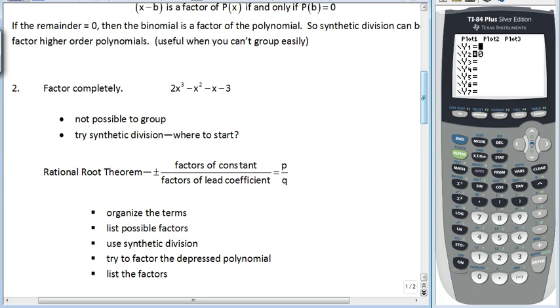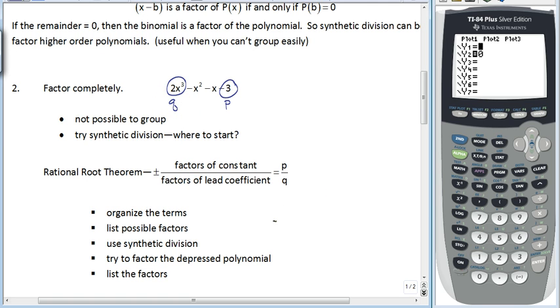Well, there's a couple of things you can do. And one of them is use the rational root theorem. And what you do there is you first have it organized, and you're going to list all of your possible factors of your first term and your last term. So if we were to arrange this all alphabetically, this would be our P, and this is going to be our Q when we're done for division purposes.